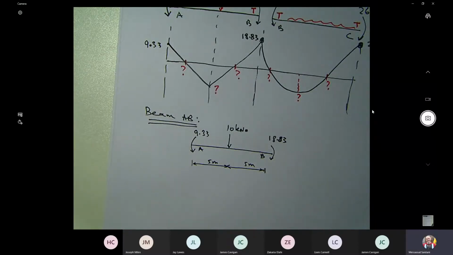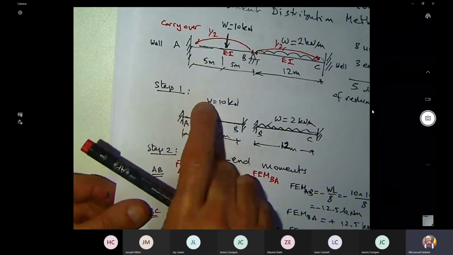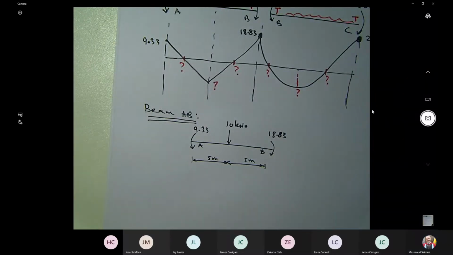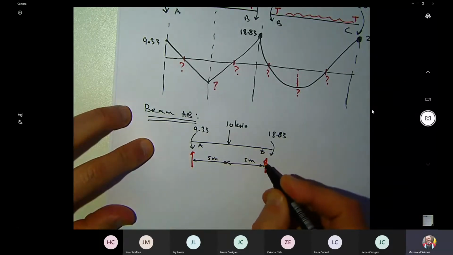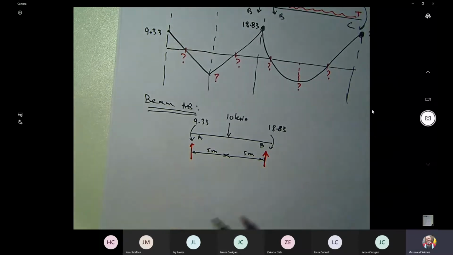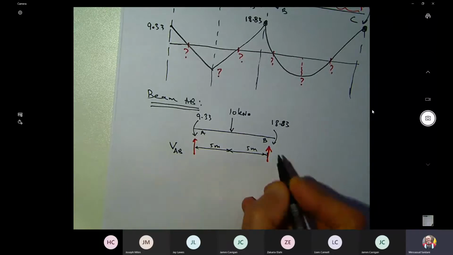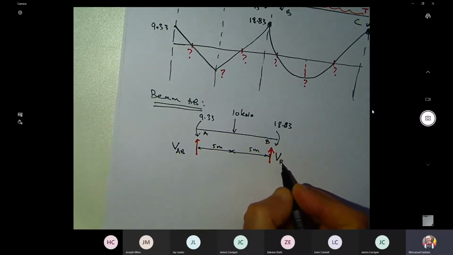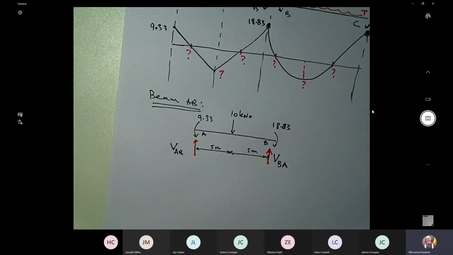Now, in addition to the moments at A and B, what else do we have at A and B? We have reactions. Do you agree? We have also vertical reactions here. So we have a reaction there and there. I'm calling it just like moments, so I use the same terminology. So we have VAB and VBA, and these are the reactions at A and B.